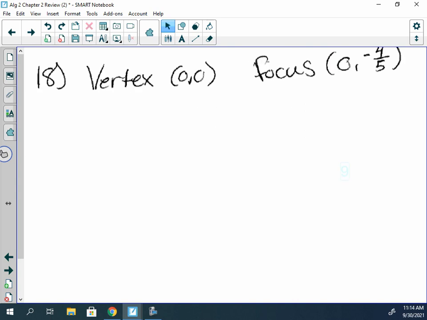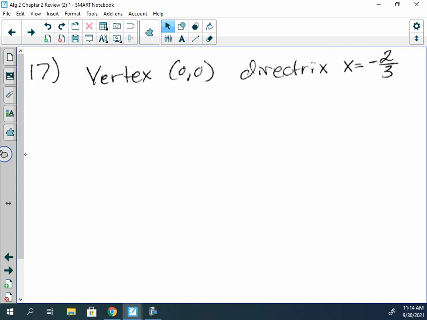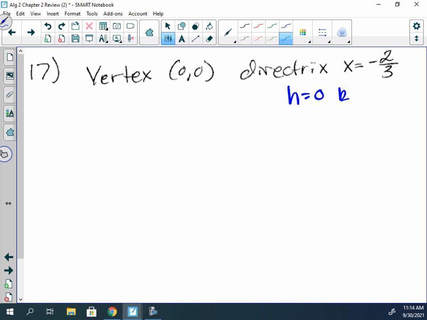And 18 are almost going to be the exact same. It's just going to be the difference of directrix and focus. 18 or 17, and we can look at 18. What is h and k for 17? Because the vertex is the point what? H comma k. So it told us h and k are 0.